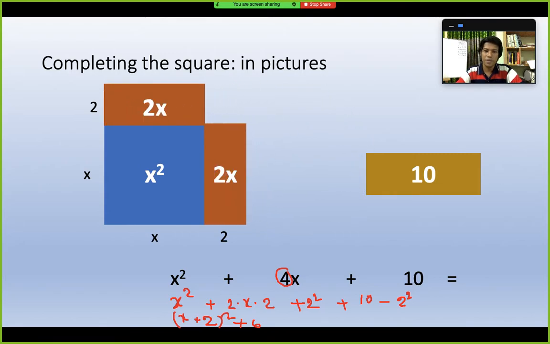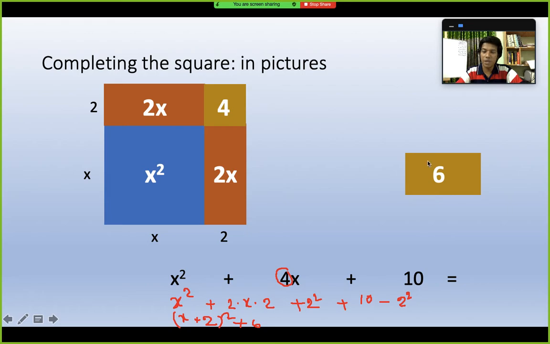And see how it happens. This 4x, we can break into twice x and twice x. This is how we get the whole square thing. So this thing is x plus 2 whole square. Then this is the plus 6.